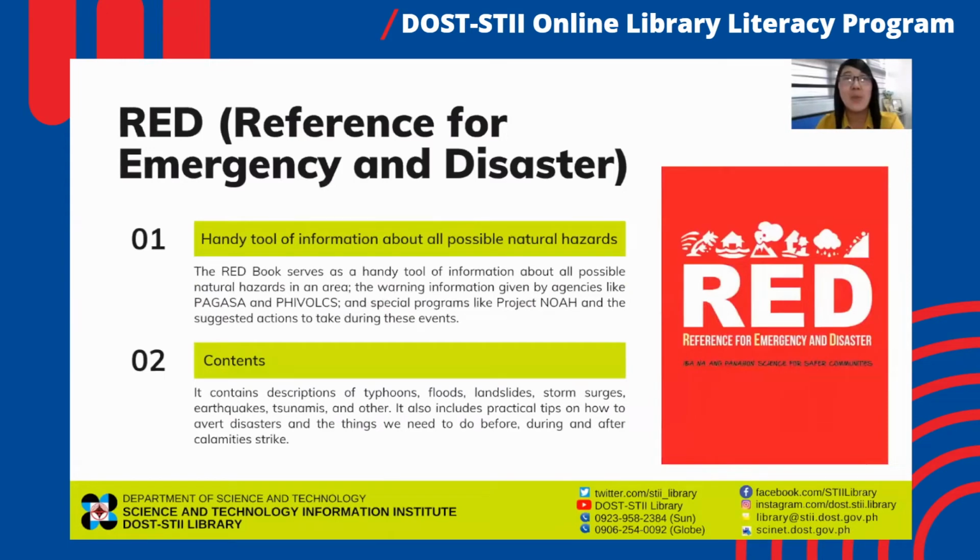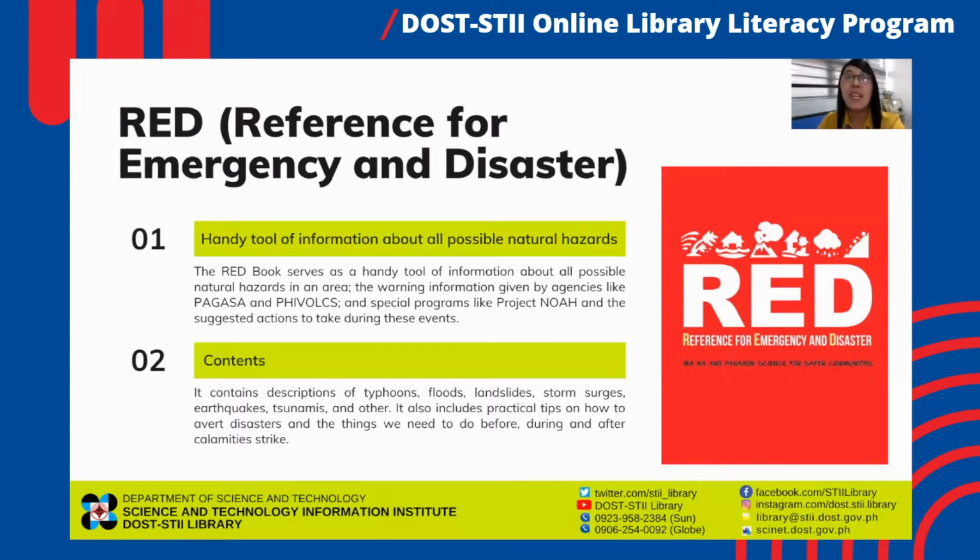Next is the Red Book, or the Reference for Emergency and Disaster Book. The Red Book serves as a handy tool of information about all possible natural hazards in an area. The warning information given by agencies like PAGASA and PHIVOLCS, and special programs like Project NOAH, and the suggested actions to take during these events.